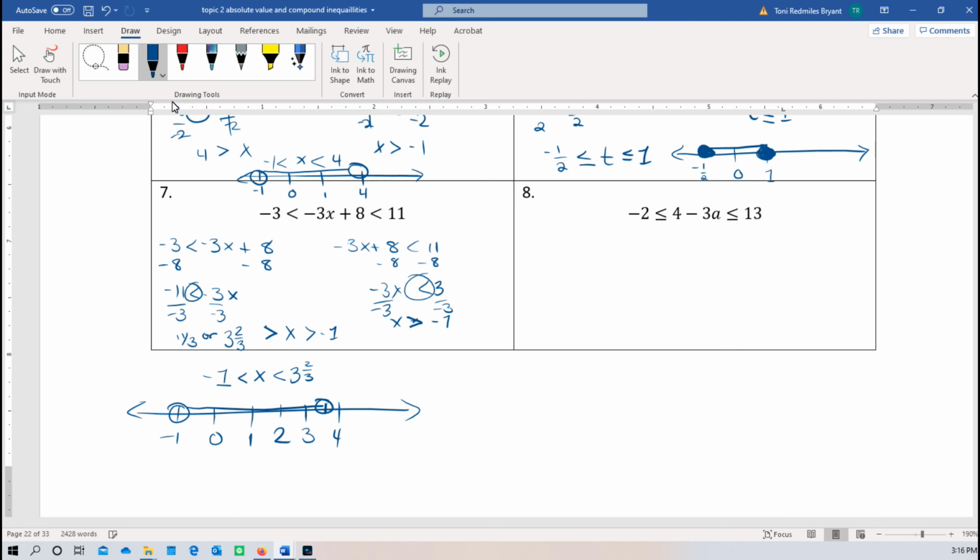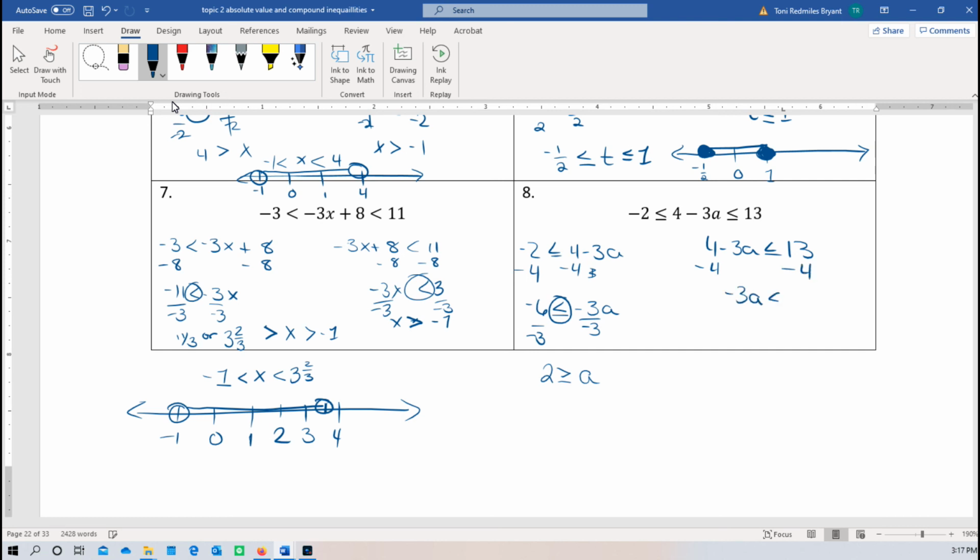Last one, our two ideas are negative 2 is less than or equal to 4 minus 3a, and 4 minus 3a is less than or equal to 13. Over here, I gotta subtract 4 from both sides. It's gonna give me negative 6 is less than or equal to negative 3a. I'm gonna divide out that negative 3. Now, I divided by a negative, so I'm going to flip this idea, make it 2 is greater than or equal to a. Over here, subtract my 4.